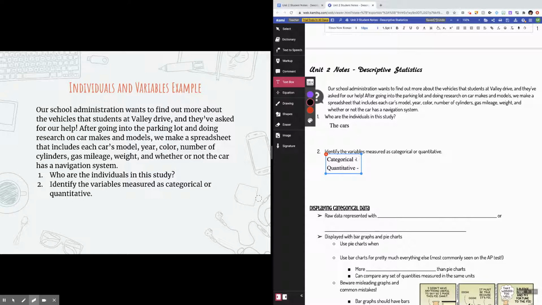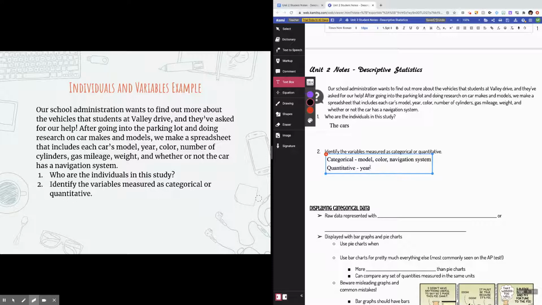Remember, for categorical variables, you have to be able to narrow down to one individual and put that individual in a category based on that variable. So model is definitely a categorical variable. Color is a categorical variable. And whether or not it has a navigation system is categorical, because I can place individuals into each of these categories and there won't be any overlap. Then all of the rest are quantitative.